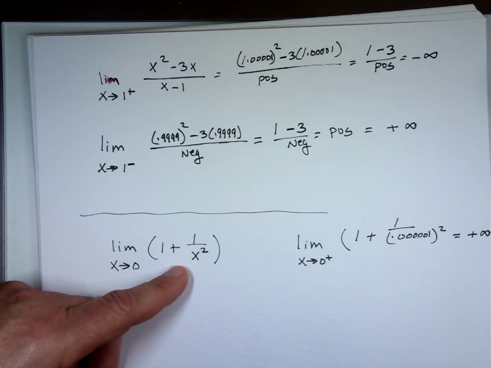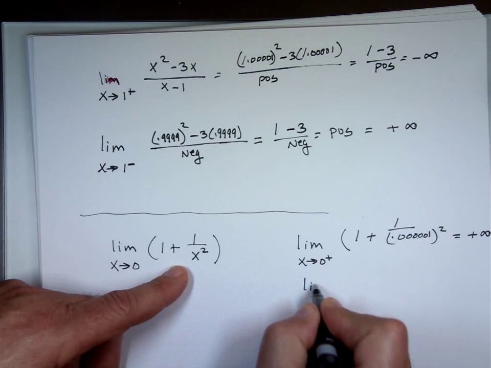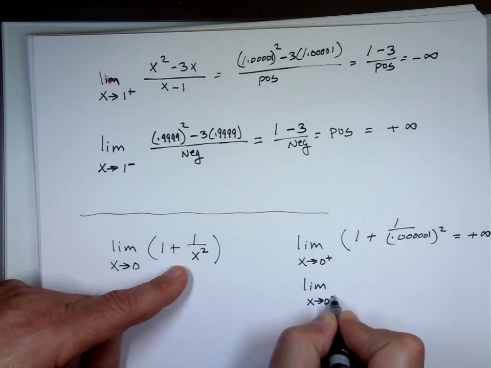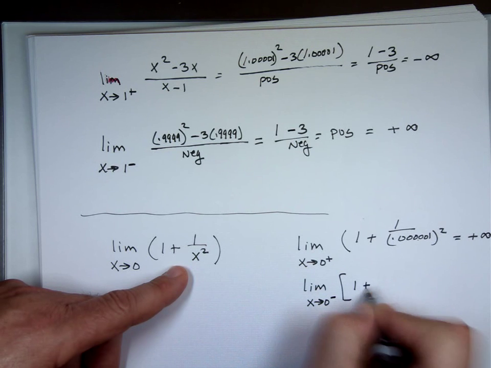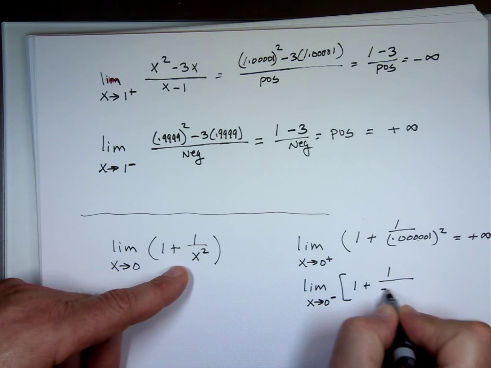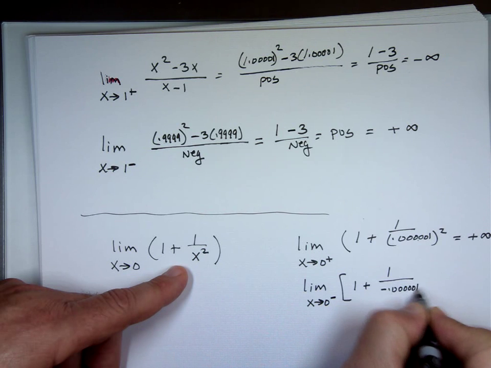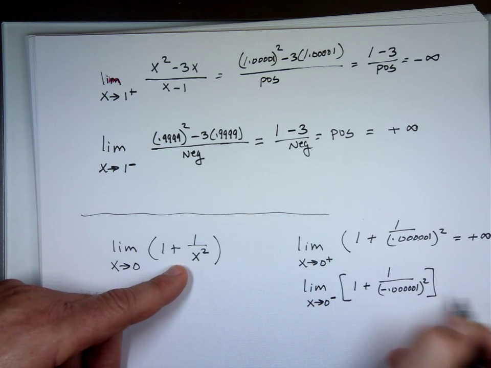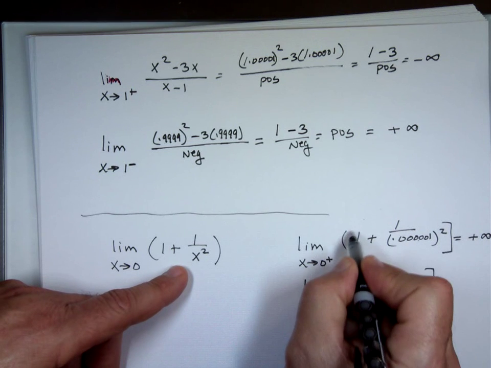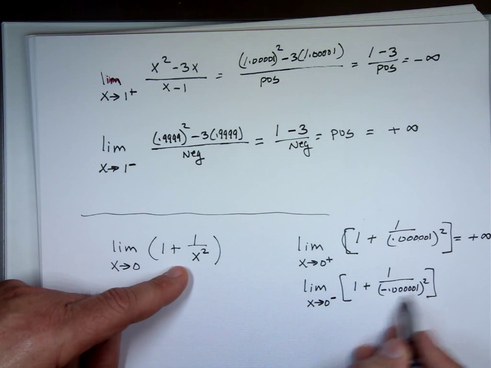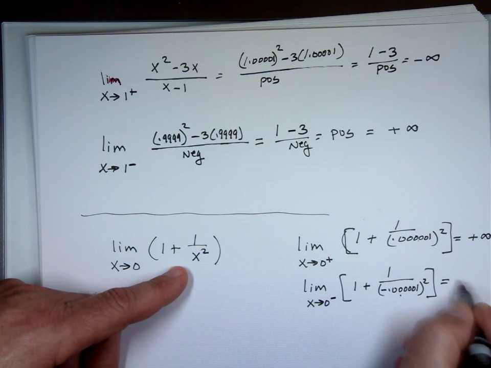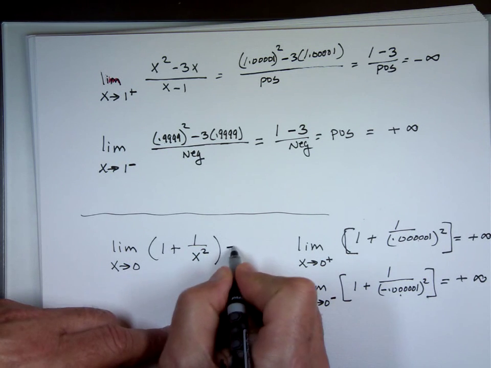Now what about from the left side? This will be 1 over negative number. Again, when you take that negative number and you square it, what happens to it? It becomes a positive number. So that still goes to infinity, because positive over positive, that's infinity. We know it's going to go to infinity, just a matter of plus or minus. That's plus infinity. Add 1 to it, that's still plus infinity. So the answer to this is plus infinity, because they are matching.